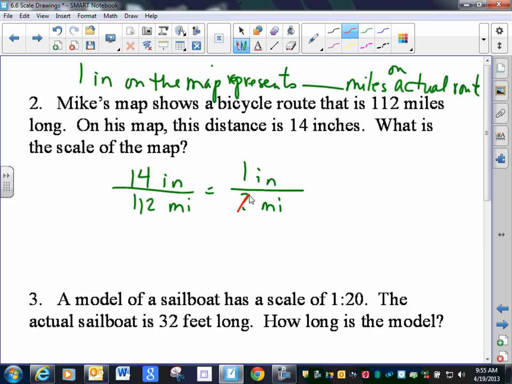So we can replace that with an x. That's what we're looking for. And we get 14x, cross multiply, equals 112. Divide both sides by 14, and we get x is equal to, let's see what I got here, 8. So basically, if you measure 1 inch on the map, that's telling you that in real life, in actuality, that distance is 8 miles.